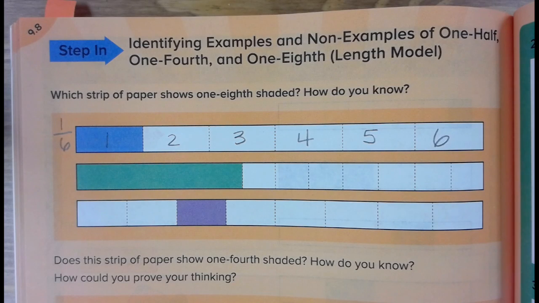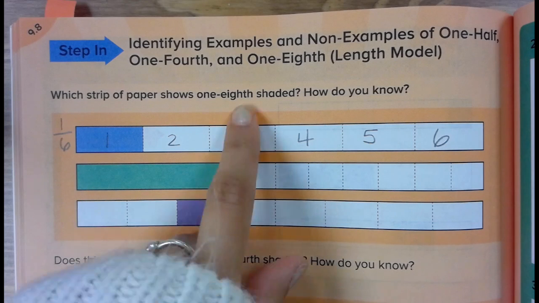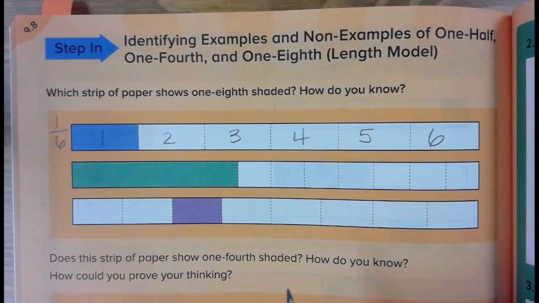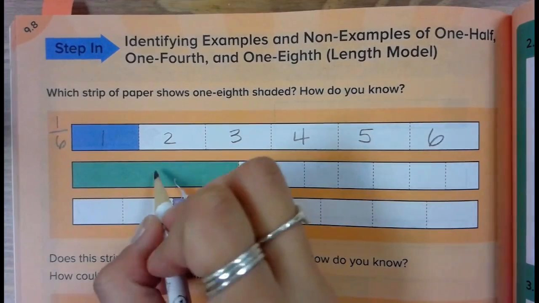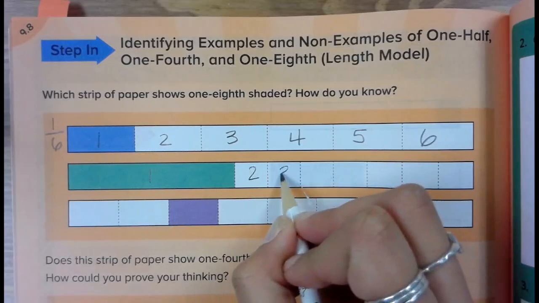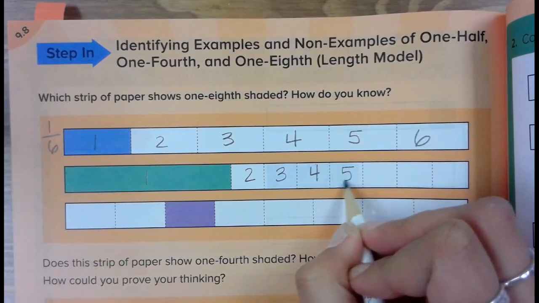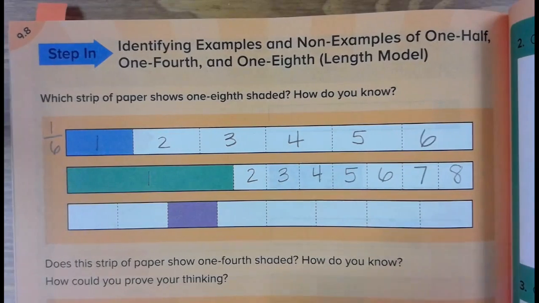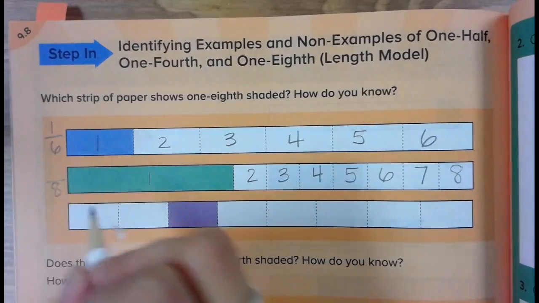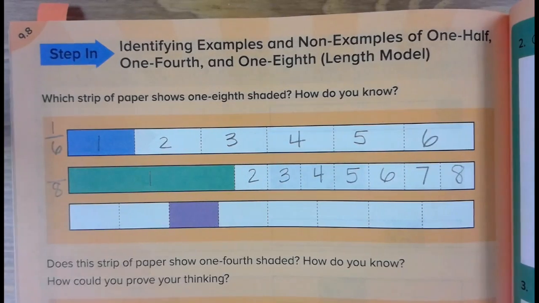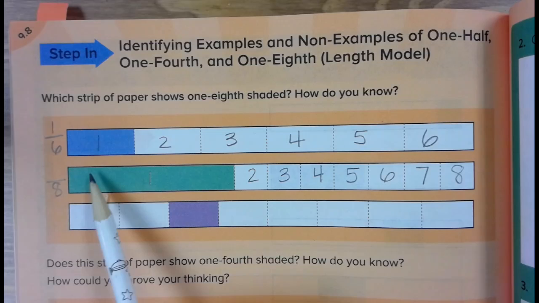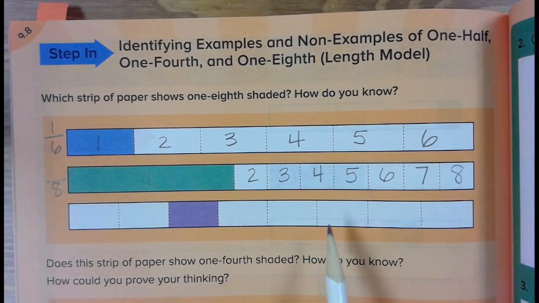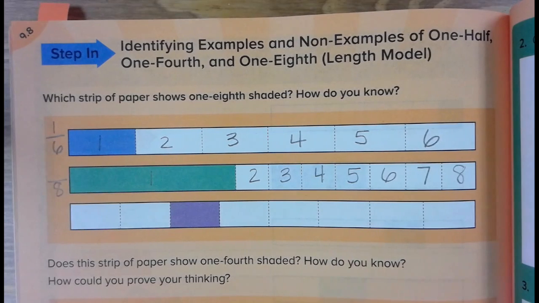Next, I'm going to label my next strip. I have 1, 2, 3, 4, 5, 6, 7, 8. I also have 8 parts, but I can't really complete this fraction because if I take a look, my first part is bigger than the rest of my parts. In order to have a fraction, I have to have all equal parts. They all have to be the same size. So this one as well is not going to be my answer.